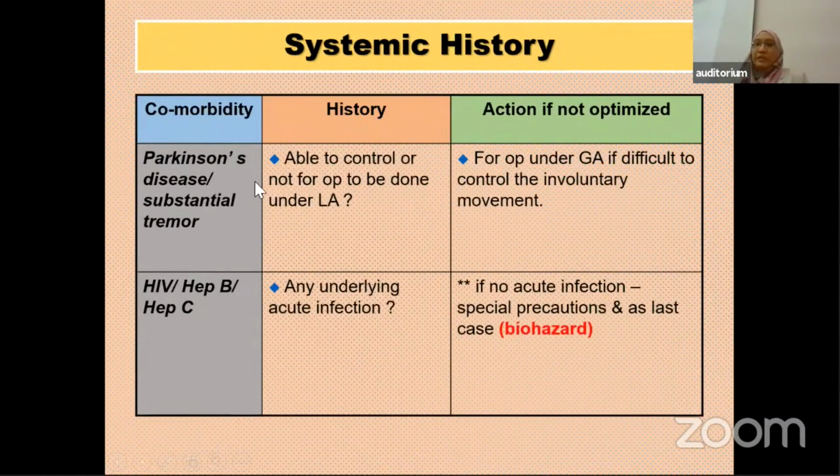Same goes for Parkinson's disease or substantial tremor. Whether the patient is able to control the involuntary movement or not. So if cannot, then we need to do the operation under GA.